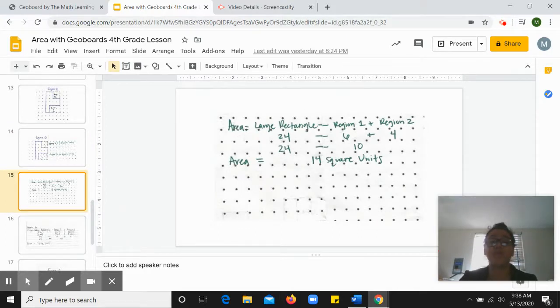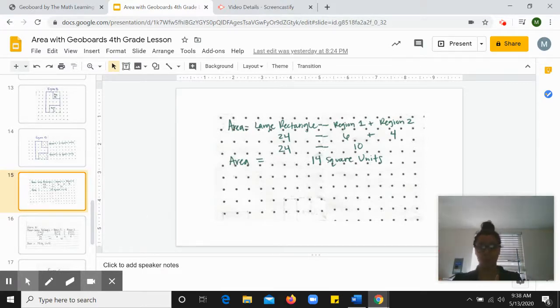So now what we're going to do is from that, we're going to subtract the areas of region 1 and region 2, which we got by adding up the square units. So that was 6 plus 4, which equals 10. So we subtract 10 from 24, which equals 14 square units.